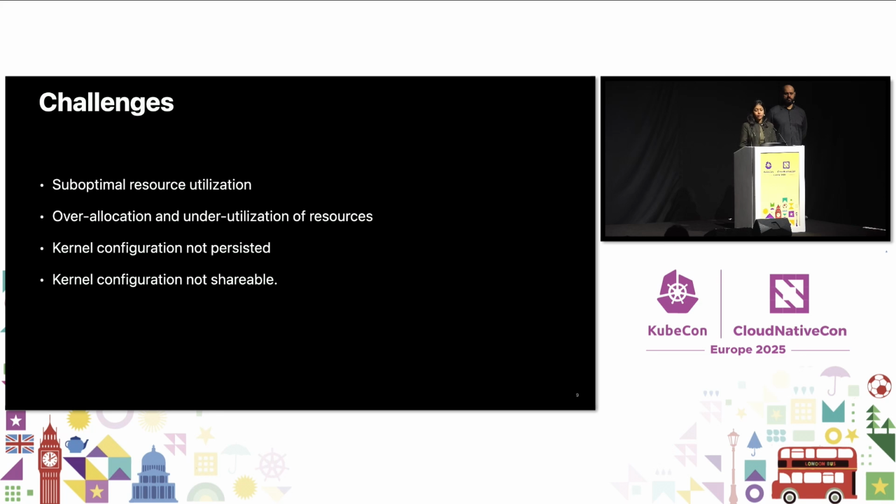On the interactive side, the Jupyter kernel configuration was not persisted, and it was not shareable, so everyone had to write their own set of Spark properties in their own kernel configuration, even when running the same experiment.